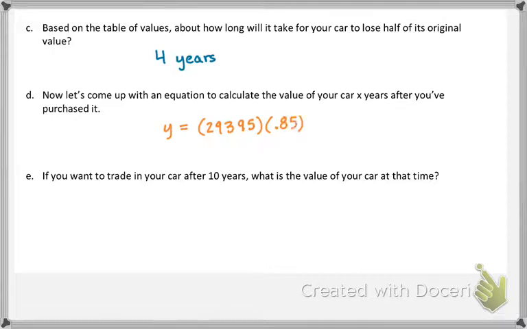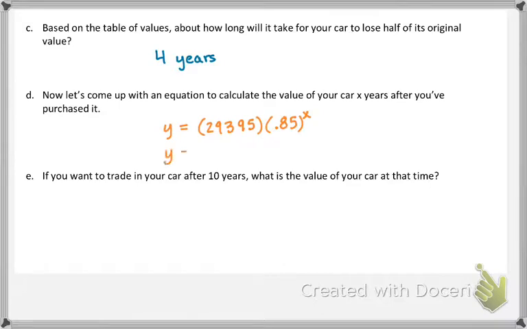We can keep taking 85% of it because that's how much value it retains, and multiplying it however many times the number of years. So x years, to the x power. Okay, so 0.85 times itself 3 times if it's 3 years, times itself 5 times if it's 5 years, so raising it to the x power.